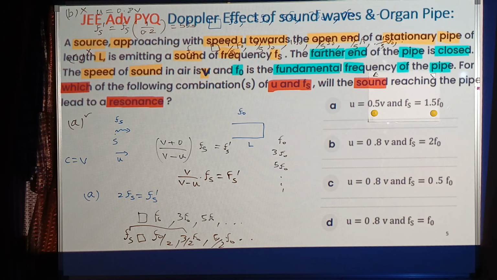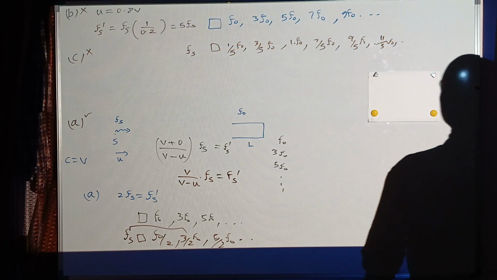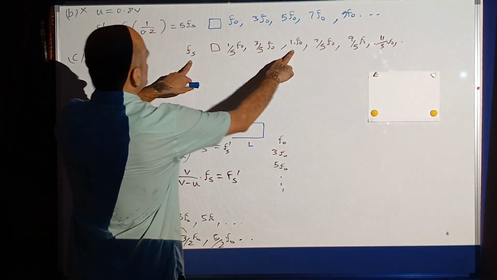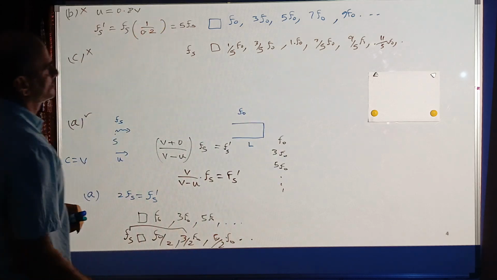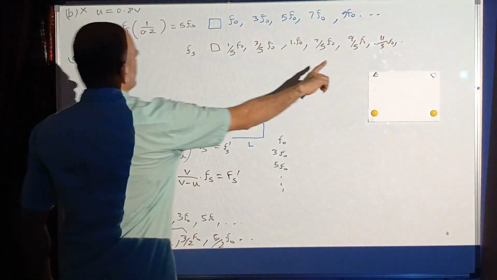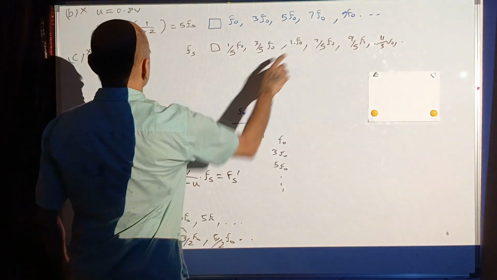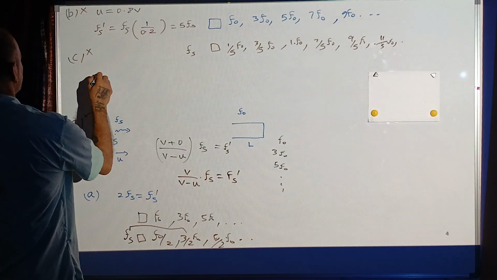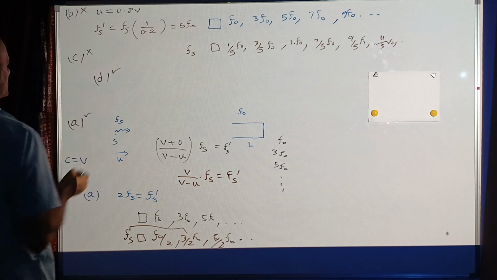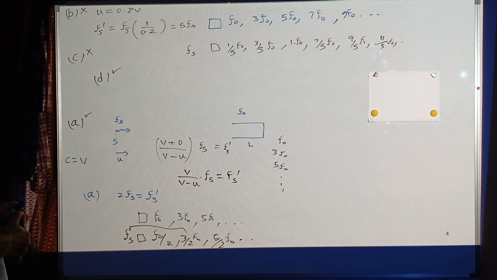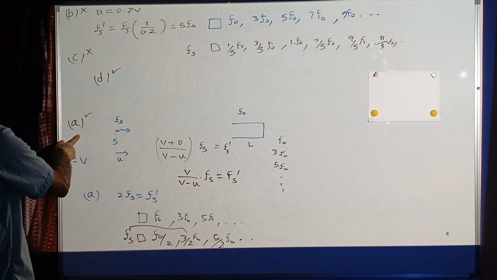Option D, for u equal to 0.8 V, Fs should be F naught. Fs will match with F naught, so resonance is possible. If Fs matches any one of these things, resonance is possible. So in the fourth option, Fs is equal to F naught, so resonance is possible. So for the condition given in option D also, resonance is possible. So resonance is possible for the conditions given in option A and D.